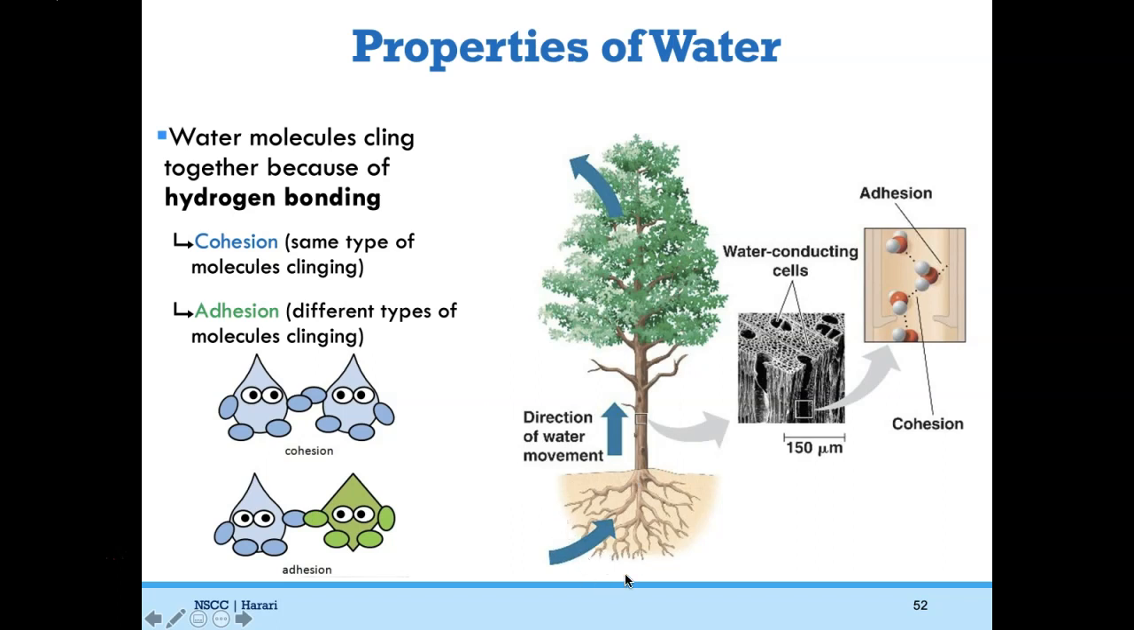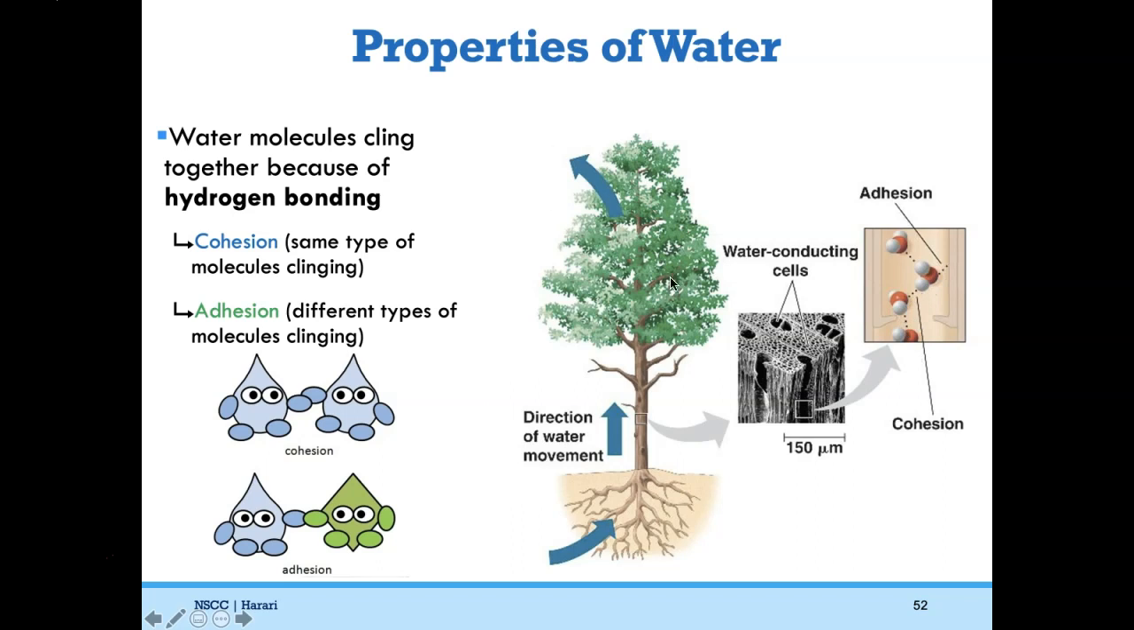The roots of the tree are going to pull up water, and by cohesion, so let's start with the leaves. The leaves have water, and the water is going to evaporate out of the leaves, and that's going to cause this pulling of water from the roots. As water leaves, each water molecule grabs onto another water molecule by cohesion. Remember, that's by hydrogen bonds. So this is a hydrogen that's weakly attracted to this oxygen.